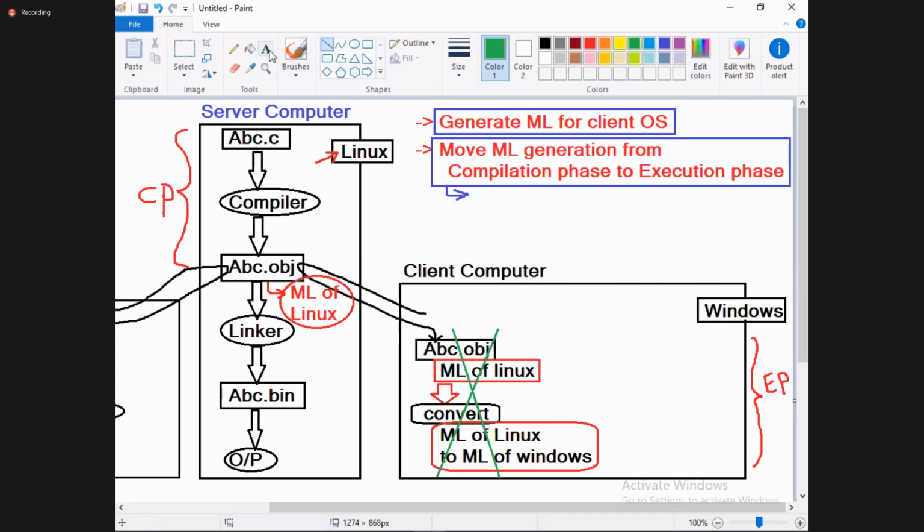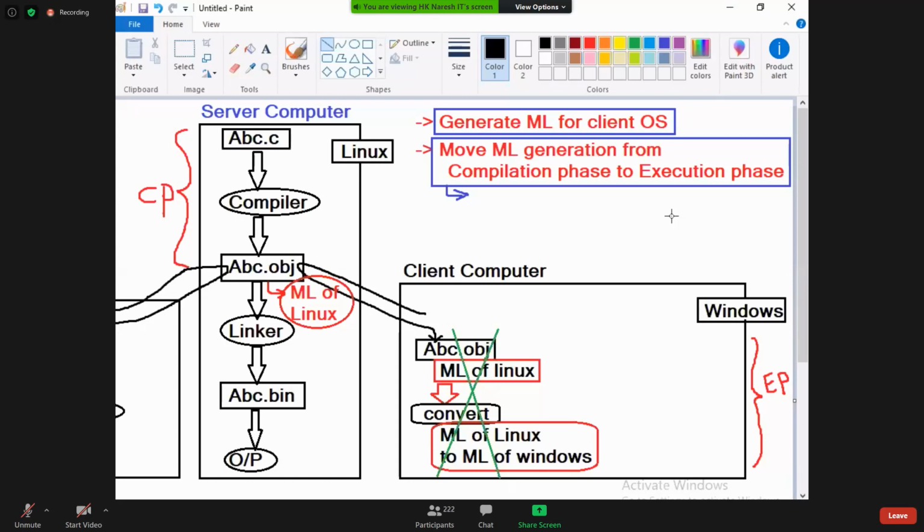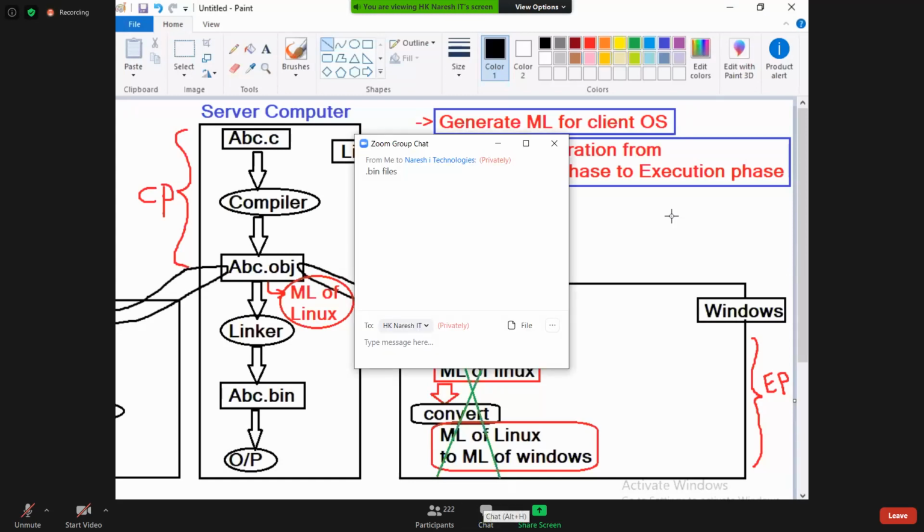Okay, fine. Let me give you another option. Don't raise unnecessary questions. It's not possible to convert, that's all. Why you cannot convert, why it is not possible? Okay, don't raise that question.